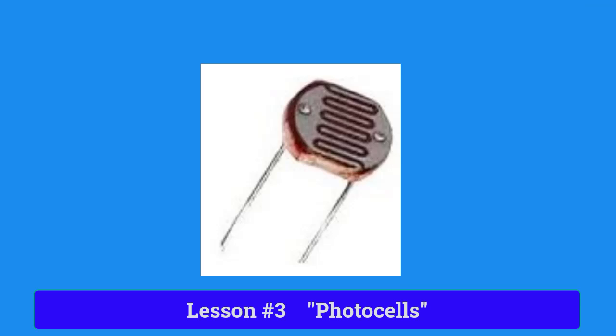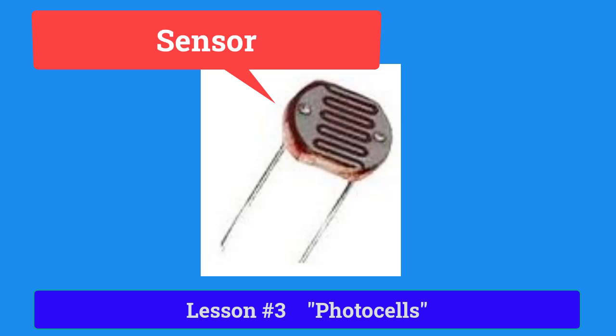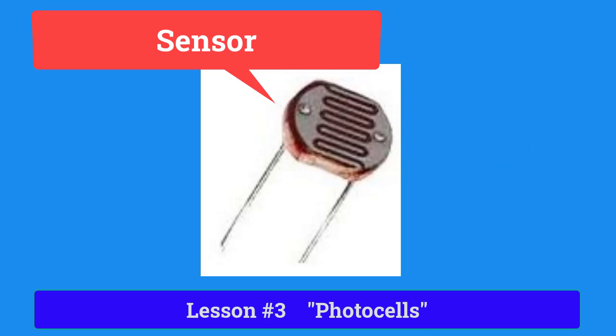A photocell is used as a variable resistor in many types of circuits. It can be used as a sensor in circuits to control lighting. When light hits the surface of a photocell, its resistance is reduced. It can be used in a circuit to automatically lower the high beam lights on a car when there is oncoming traffic.